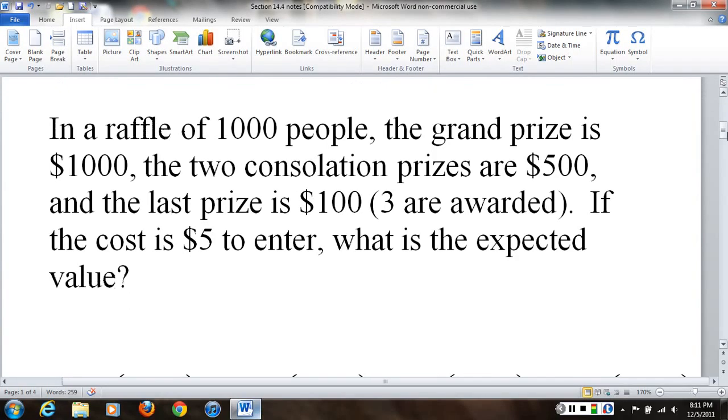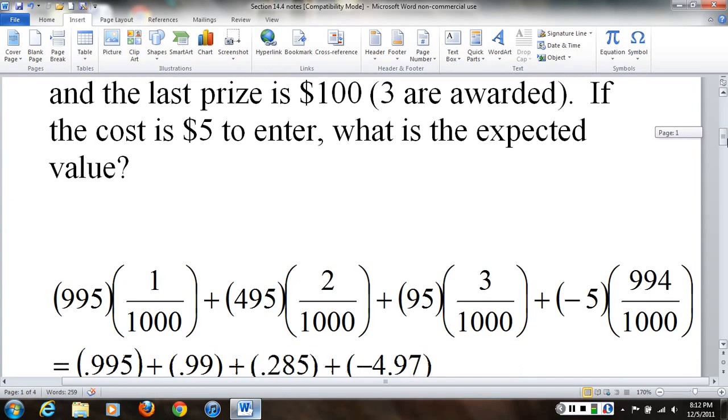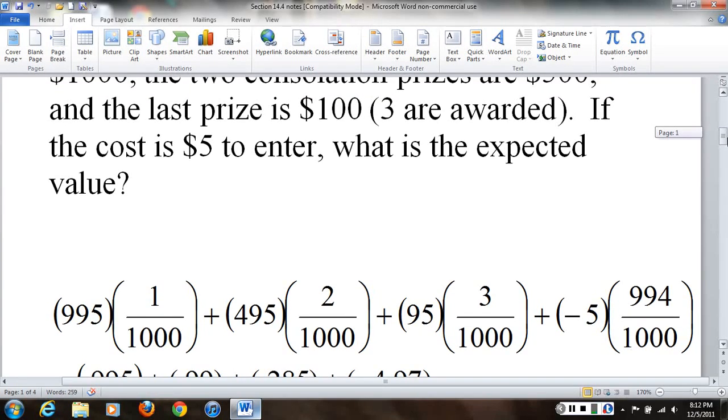In a raffle of 1,000 people, the grand prize is $1,000, 2 consolation prizes are $500, and the last prize is $100. 3 are awarded total. If the cost is $5 to enter the raffle, what is the expected value? So when we talk about the expected value, of course we have to consider what we stand to gain versus lose. In this case, it's easier to think of in terms of gaining.